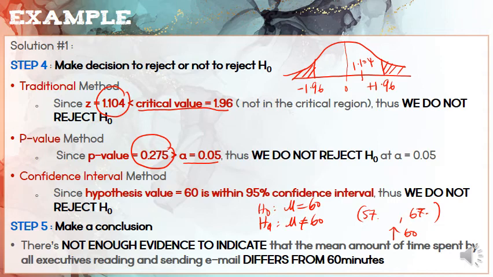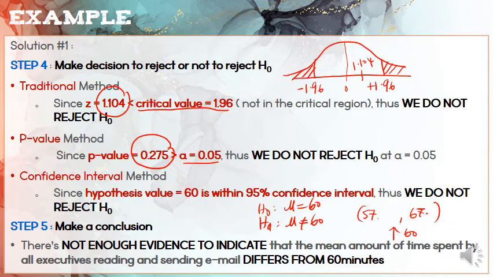So, since we do not reject our H null, apa yang you boleh conclude adalah there is not enough evidence ataupun there is insufficient evidence to indicate that the mean amount of time spent by all executive reading and sending email differ from 60 minutes. Okay, kita try untuk explain balik apa yang soalan claim.